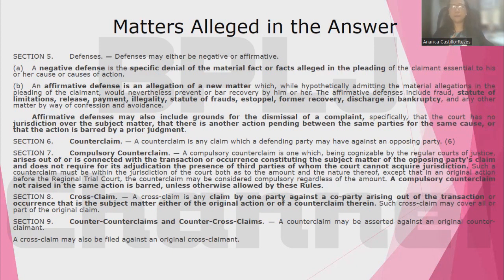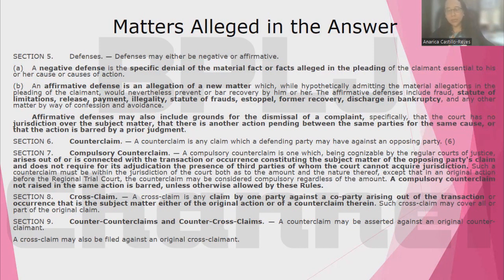Aside from defenses, you can also set up in your answer the counterclaims. A counterclaim is any claim which a defending party may have against the opposing party. A counterclaim may either be compulsory or permissive. What is a compulsory counterclaim?